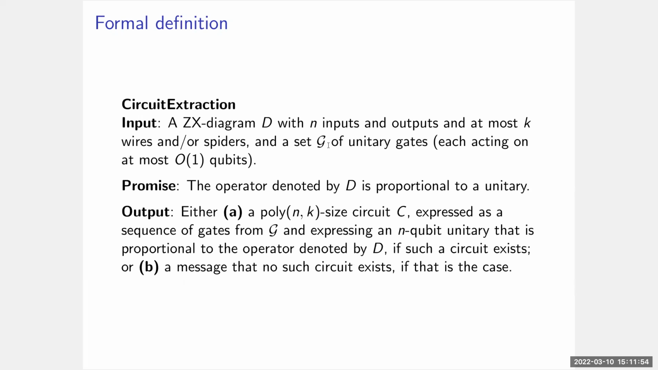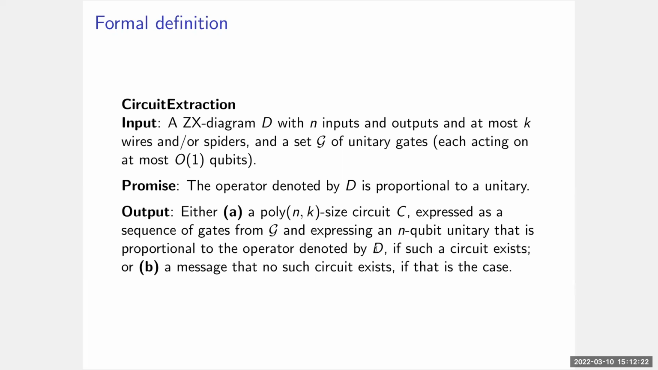And then the output should be a Pauli-sized circuit. So this is polynomial in the two parameters we have: polynomial in the number of qubits n, and polynomial in the size of the diagram k. It's a circuit expressed as a sequence of gates from this given gate set G, such that this circuit expresses a unitary which is proportional to the unitary of the diagram. So that should be the output if such a circuit exists.